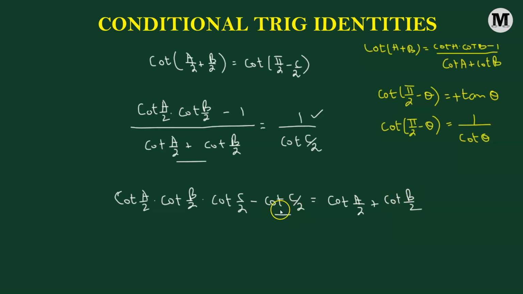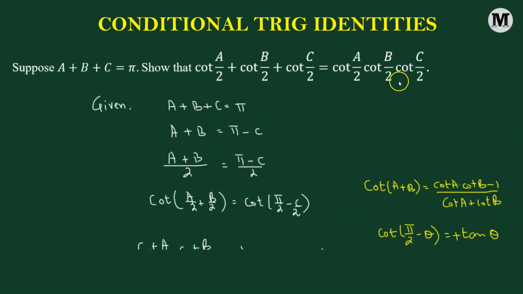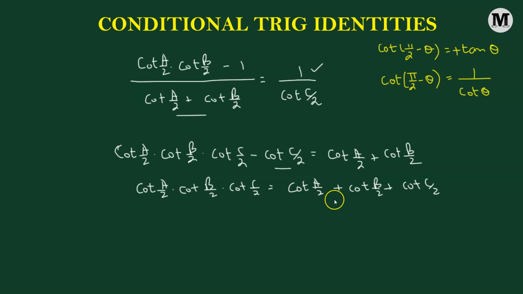In the next step, we transpose cotangent of c over 2 to the right hand side, and that gives us cotangent of a over 2 times cotangent of b over 2 times cotangent of c over 2 equals the sum of cotangent of a over 2 plus cotangent of b over 2 plus cotangent of c over 2. And this is exactly what we needed to show. So we have successfully proved our problem. Hence, proved.